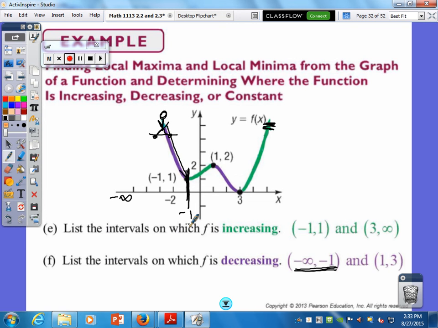Okay, so I'm not going to kill this, but there's your intervals of increase and decrease. Notice that there's parentheses around everything, no brackets, because at your local max, at your local min, they're neither increasing nor decreasing.